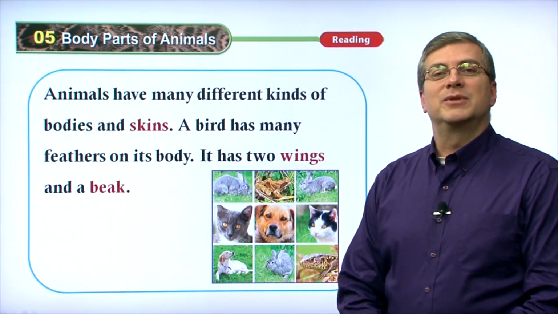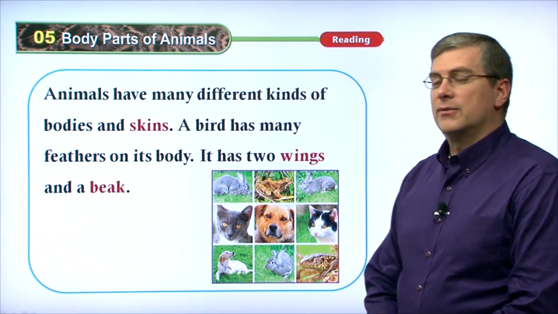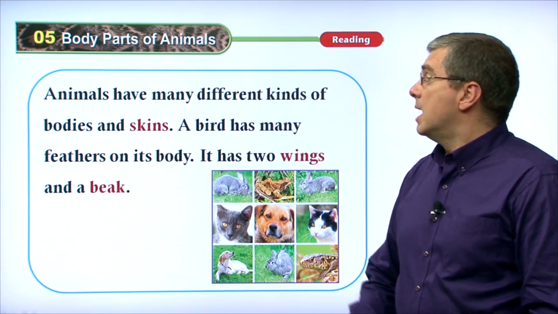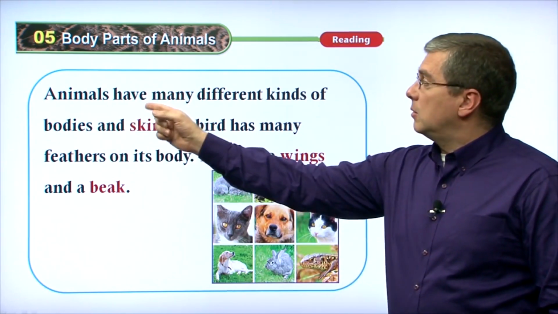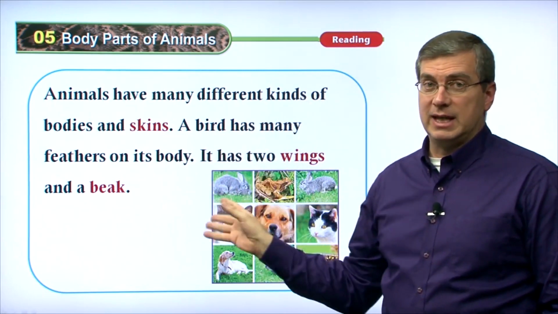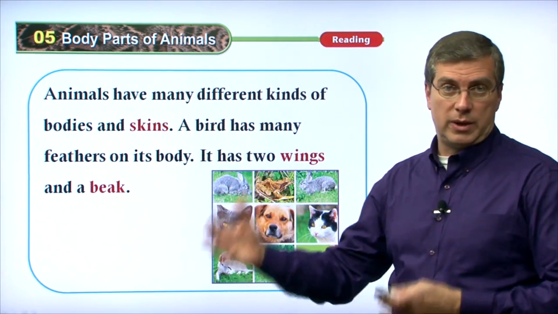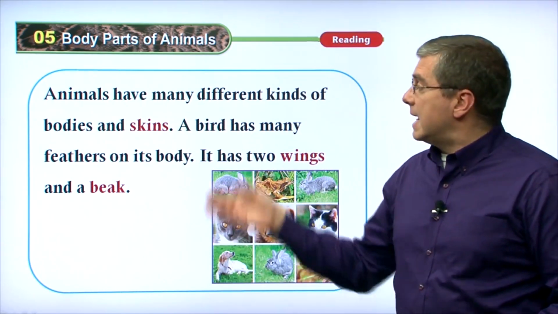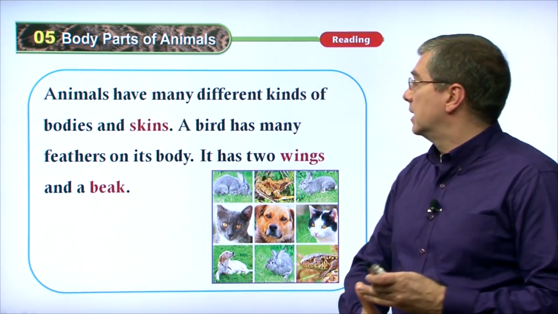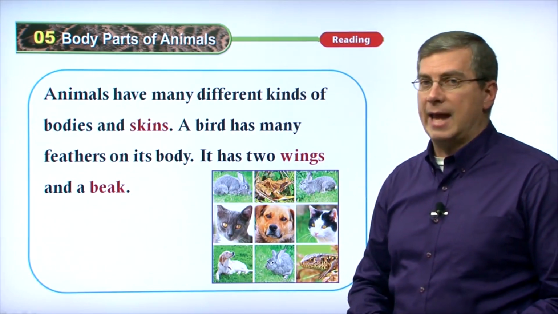Okay, now it's time to go over the reading for this lesson. The reading here, we're talking, of course, about body parts of animals. Let's begin with the reading. The first sentence is, animals have many different kinds of bodies and skins. So that again, that's our topic sentence. That tells us what this reading is going to be about. In this reading, we are going to read about different kinds of bodies, actually body parts, and a little bit about the skins of different animals.